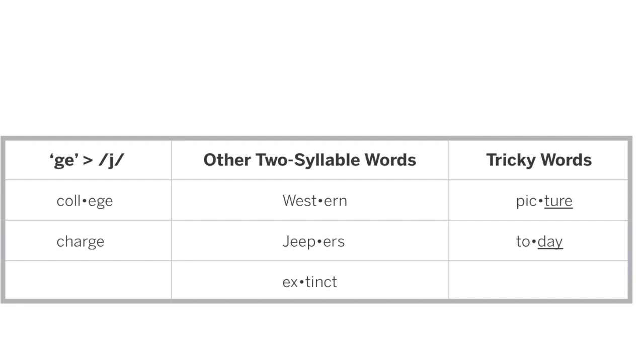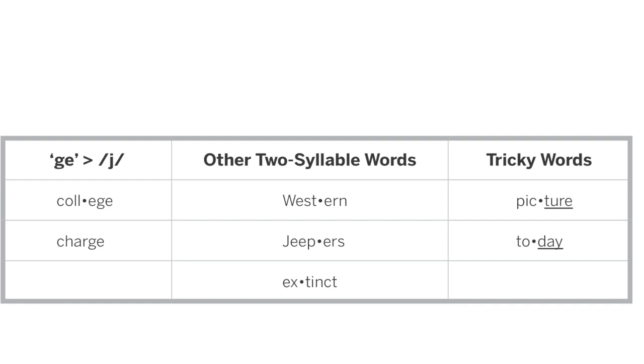Now let's move over to the two-syllable words. Take a look. Western, western. Jeepers, jeepers. Extinct, extinct. Now if you move your finger over to the right, you see the tricky words. We'll say it 2 times. Picture, picture.